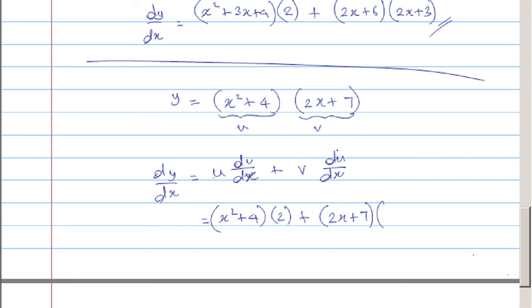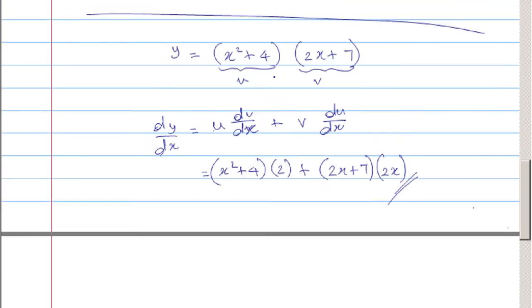I have plus the function v, which is my second function, that's 2x plus 7. And then I've got times du over dx. So that's differentiating this part, I get 2 times x. So that will be the derivative of this function here.